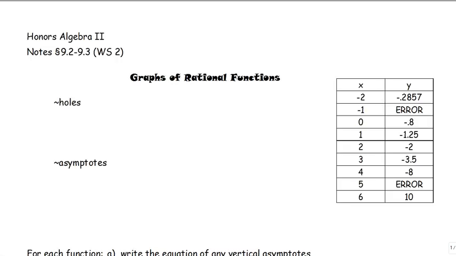So, graphs of rational functions. There are things that happen with rational functions because of the domain restrictions: the domain restrictions make the graph have either holes or asymptotes. So, let's talk about what each one is. A hole is a point where the graph is undefined. So it's a point.